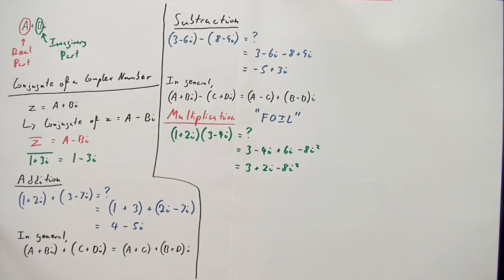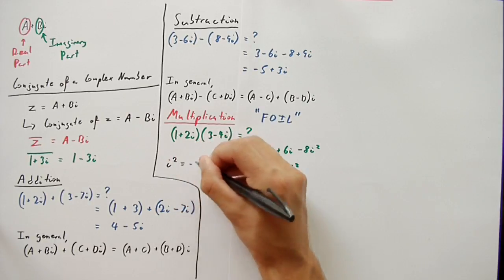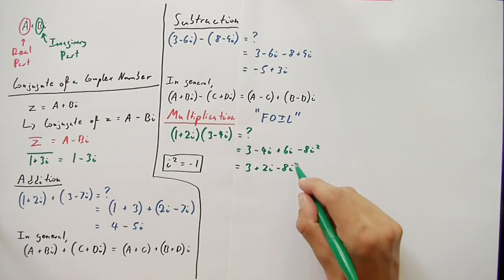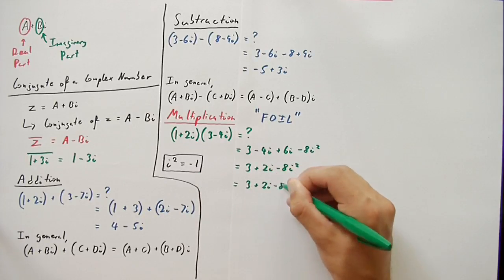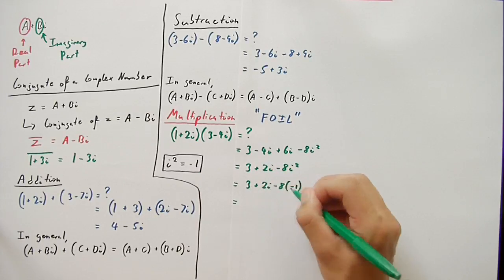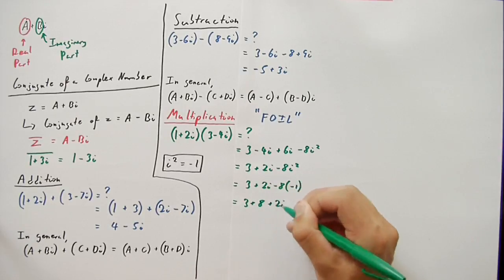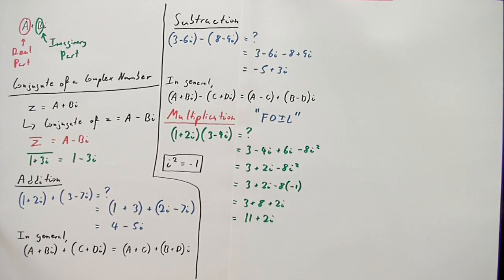So how do we get rid of this? Well, remember from before that we said that i squared was equal to negative 1. So we can actually replace this i squared term with negative 1, and so we'll get 3 plus 2i minus 8 times negative 1, which is 3 plus 8 plus 2i, which equals 11 plus 2i. So using this method, we can actually multiply any two complex numbers together.